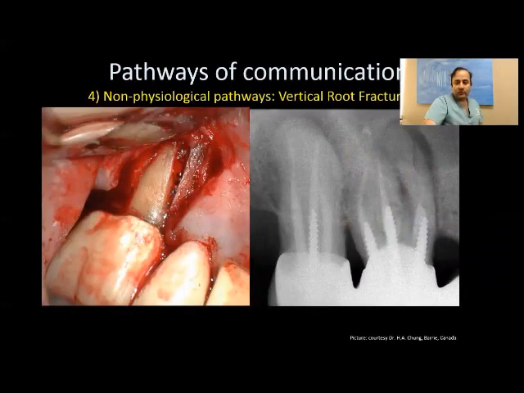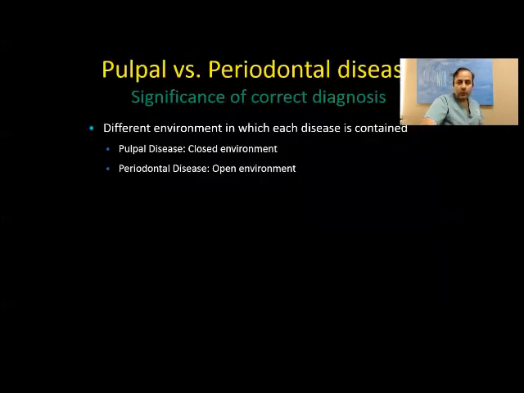And obviously, the most devastating situation is where we have the vertical root fractures, which is, again, another direct entry and yet much more devastating in nature, which would cause the loss of the tooth. So we are talking of the significance of this issue to be really related to the different environments in which each of these diseases is contained.